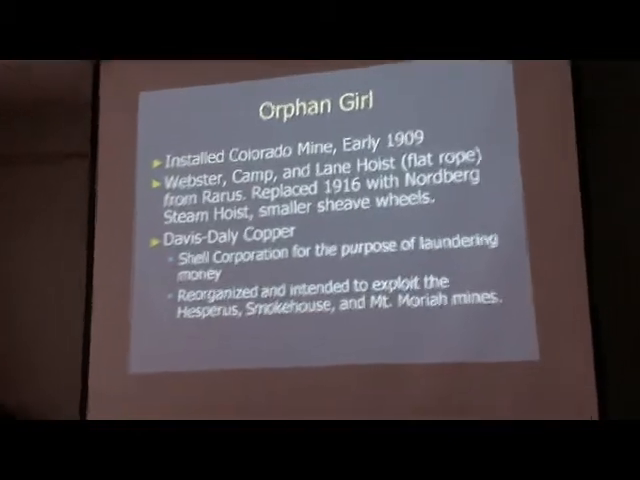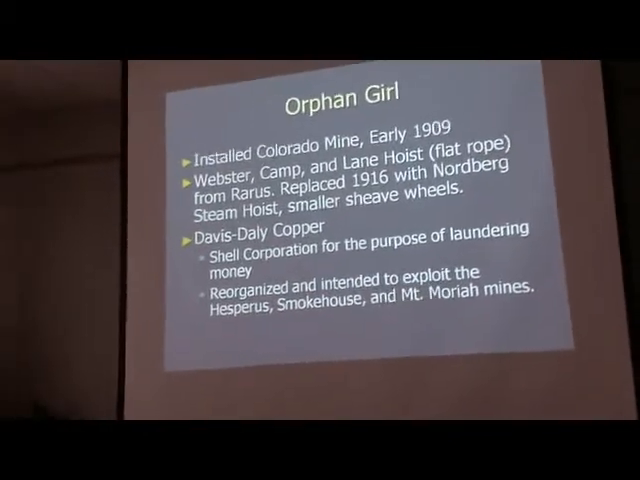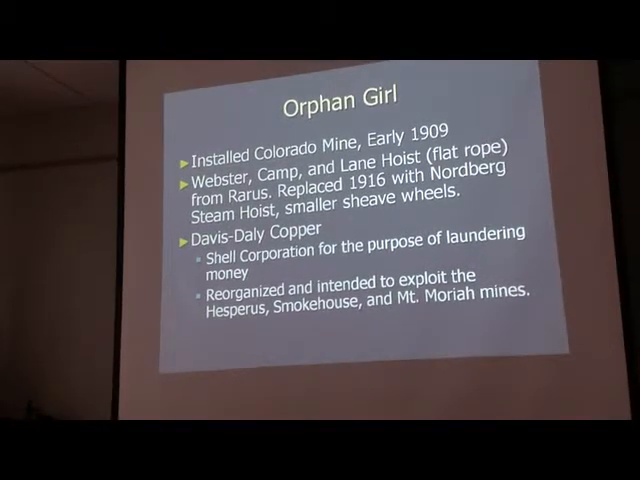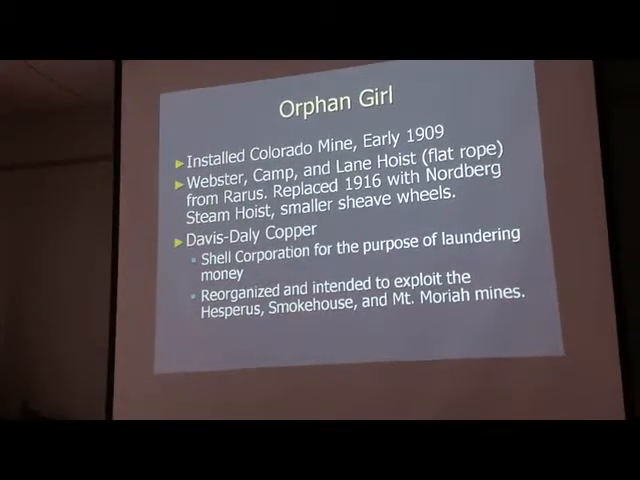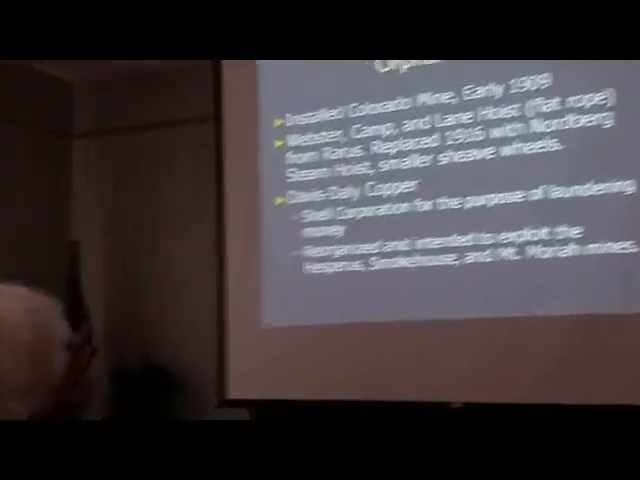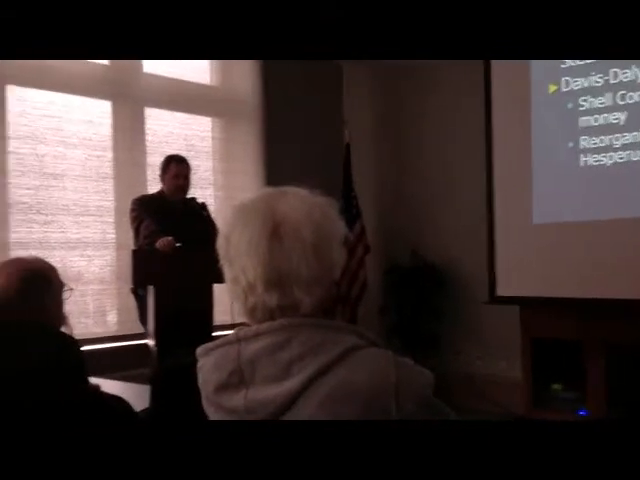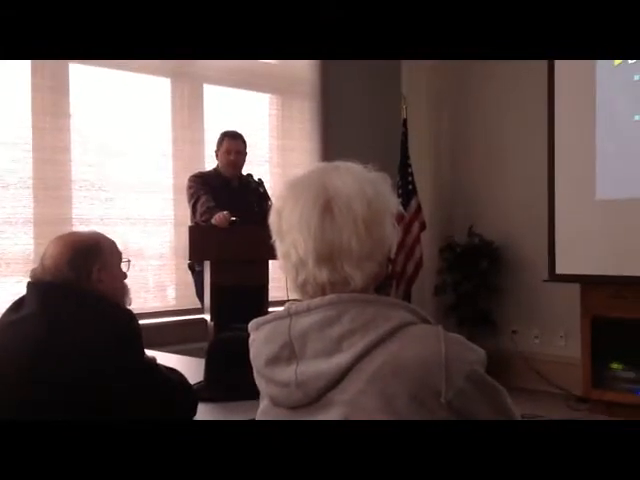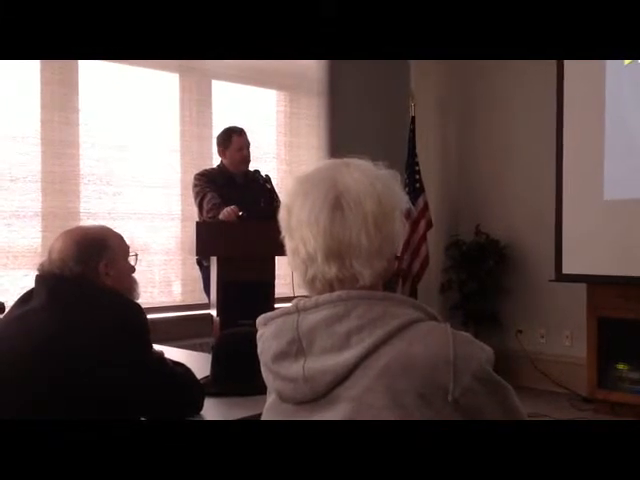However, after he was bought out initially, they reorganized, and they were going to exploit the Hesperus Smokehouse and Mount Moriah's veins. Now, the Mount Moriah was prospected from the original with a crosscut from the 1800 foot. They didn't find much in that ground worth mining. The Smokehouse, as we know, is underneath the Acoma building, and the Hesperus was a little bit east of the current Colorado site.